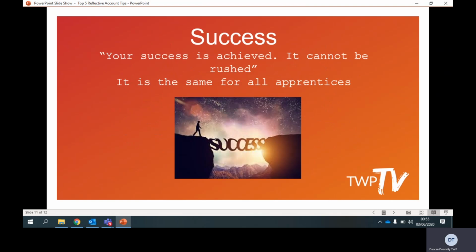Success. All right. So I want success for you as an apprentice. I want you to get through your qualification, pass with flying colours. But ultimately, your success has to be achieved. It can't be rushed. And ultimately, that's the same for all apprentices. So you have to have a considered approach. It's a journey. It's not a race. It's not about who gets there first. It's about you achieving success in whatever way suits you.